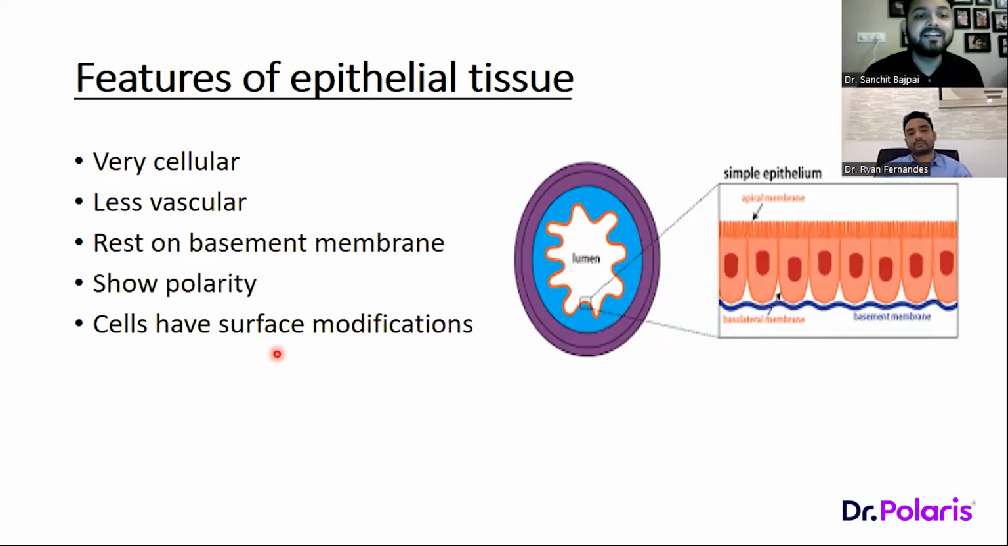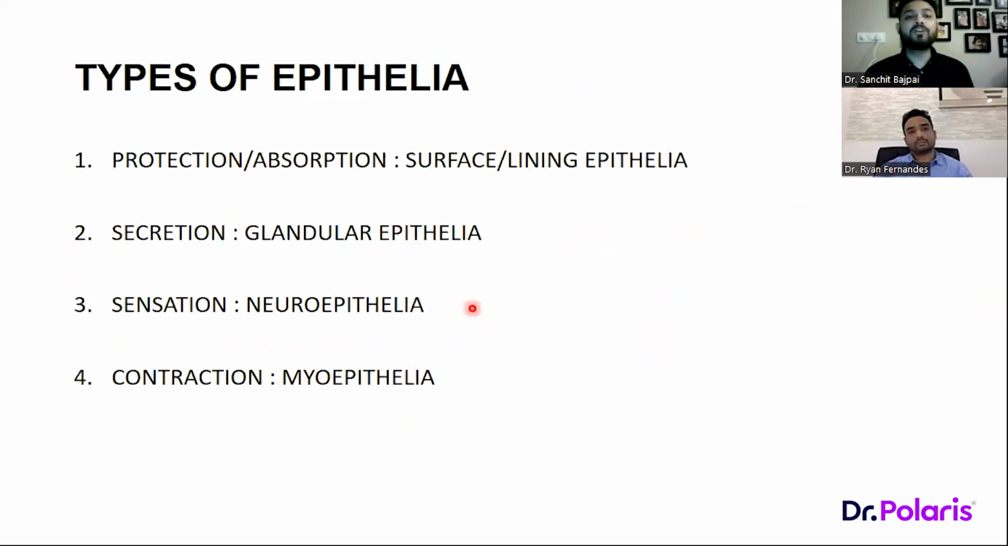And then they have certain surface modifications. What do I mean by surface? I'm talking about this surface. On this surface, they can have certain kinds of modifications or certain things present here. I'm going to deal with these modifications separately. So these are the general features of epithelial tissues. Fine. Now we move on to the classification of epithelia. This is how we are going to deal with it.